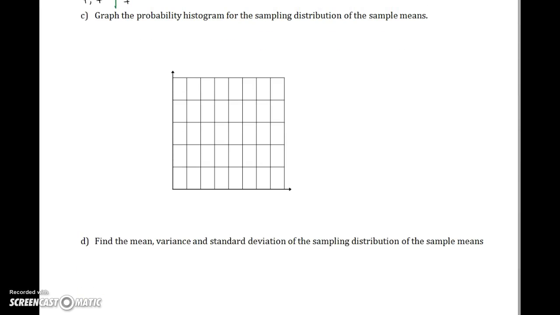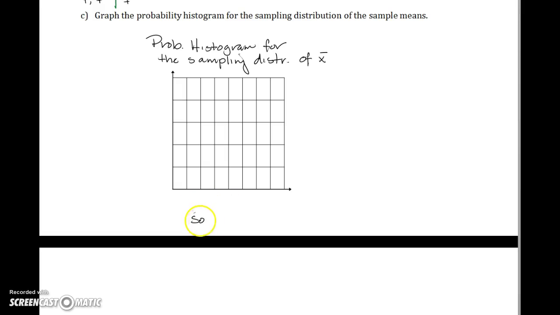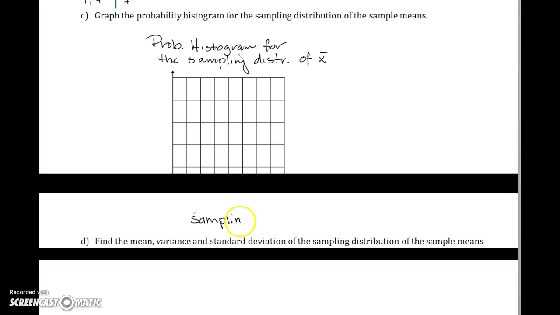So the next thing, I would like to create a probability histogram for the sampling distribution of the sample means. And that actually is the title of this graph. So go ahead and title it. There's your title. And then, if you remember, we're going to put our sample means on the horizontal axis. And then your vertical axis is going to be the probabilities.